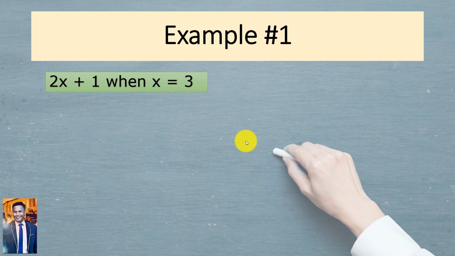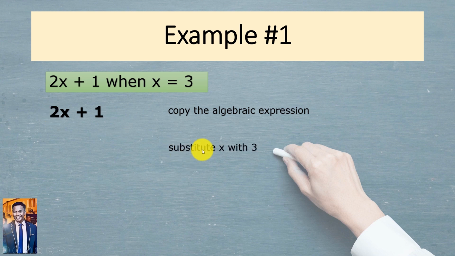First, we evaluate 2x plus 1 when x is equal to 3. The first thing to do here is to copy the algebraic expression. So, kopyahin muna natin. That will be 2x plus 1. Remember, pag magkadikit yung ating variable at yung ating constant, that means this will be multiplication. So, multiplication ito. Okay. So, the first thing to do, we substitute now x with 3.